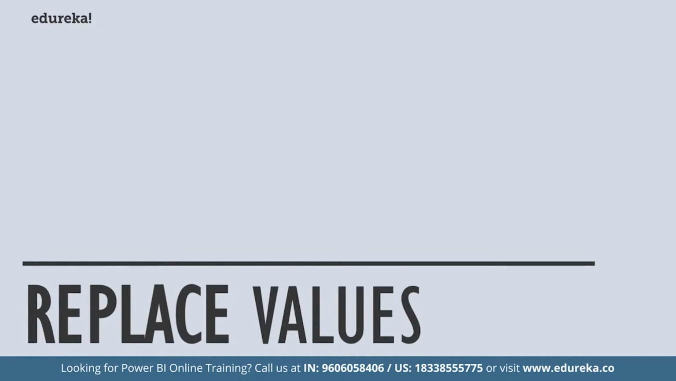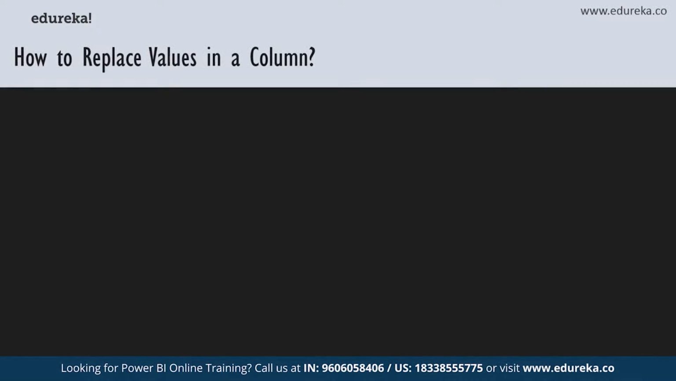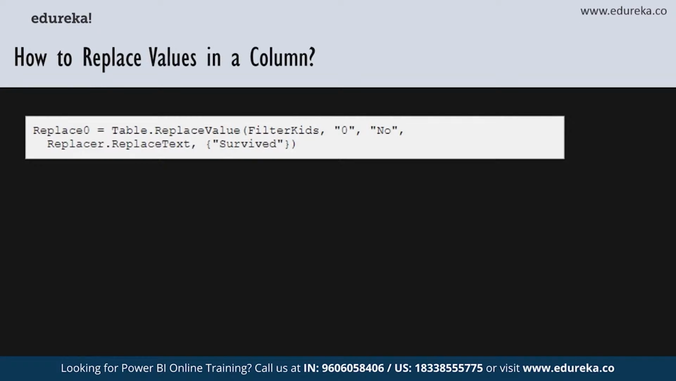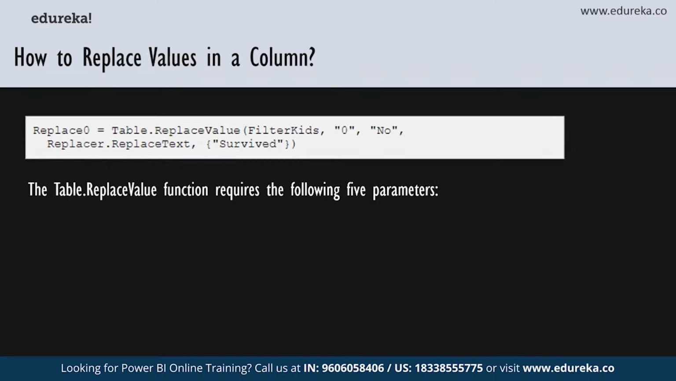Now, another handy transformation you might need to do at all times is to replace one column value for another. For this example, you will be replacing the 0 value in the survived column with no and the 1 value with yes using the table replace value function. Now, kindly refer to the syntax that is shown to you and try to transpose the following elements that I'm going to discuss with the syntax on your screen.